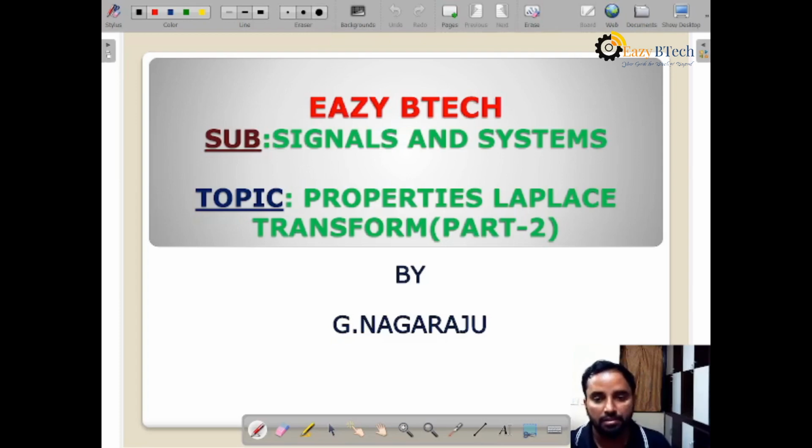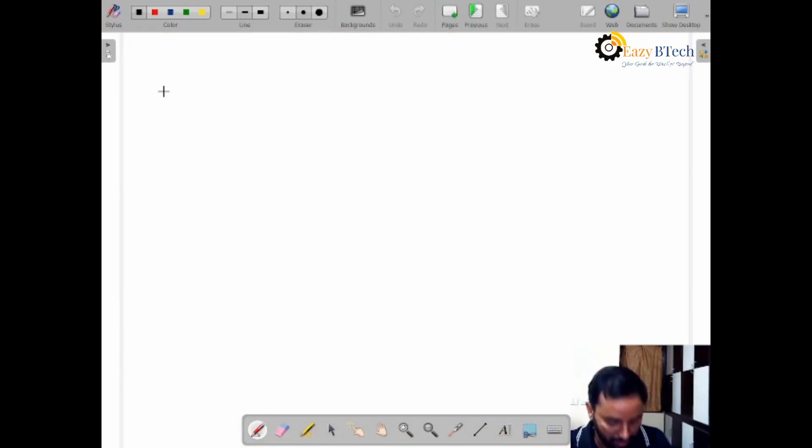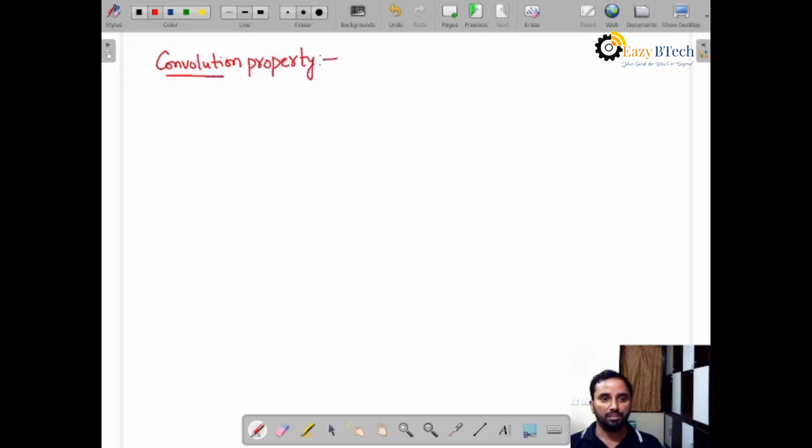Let's start our session, properties of Laplace transform. In this session, we are going to see first the convolution property. First we discuss the statement, then we can do the proof.